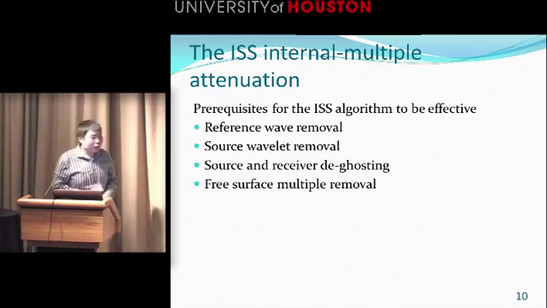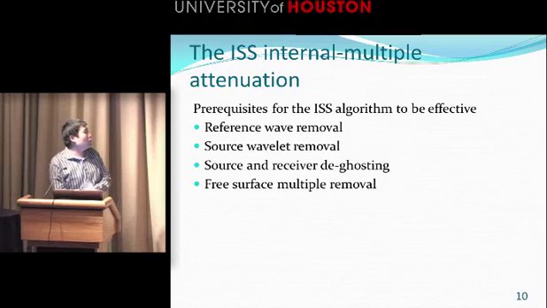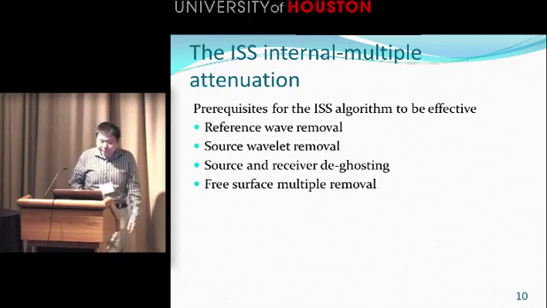We also know that we have prerequisites. We need to remove the reference wave. We need to remove the source wavelet. We need to deghost, and we need to remove free surface multiples before we go to internal multiples.